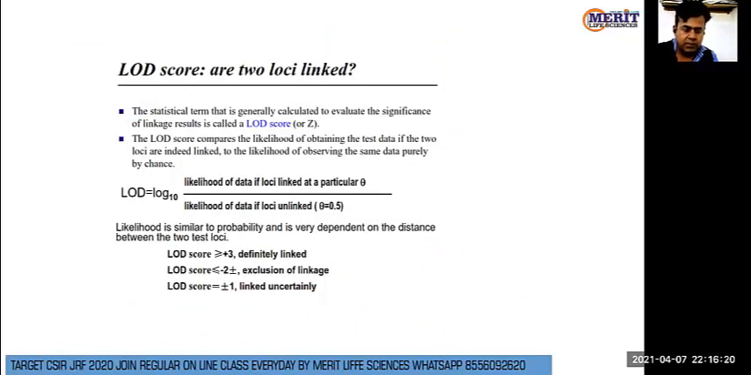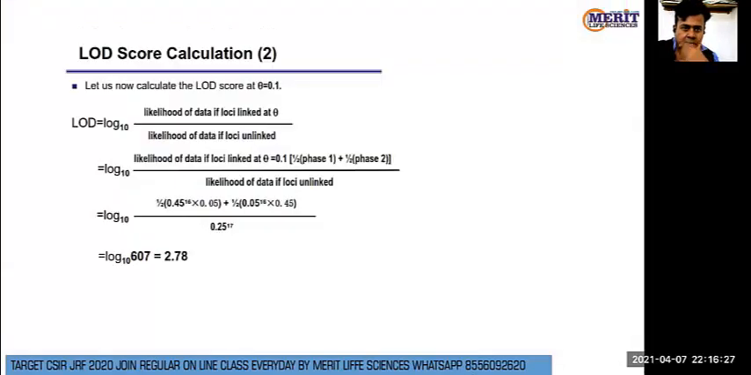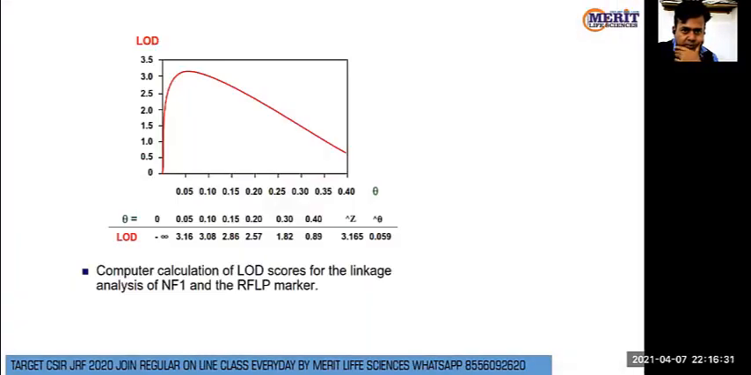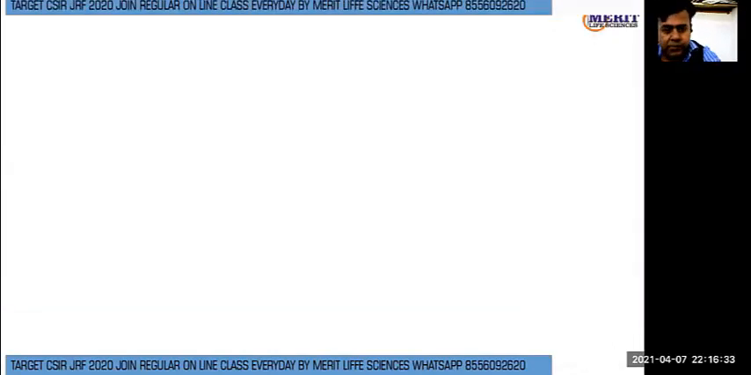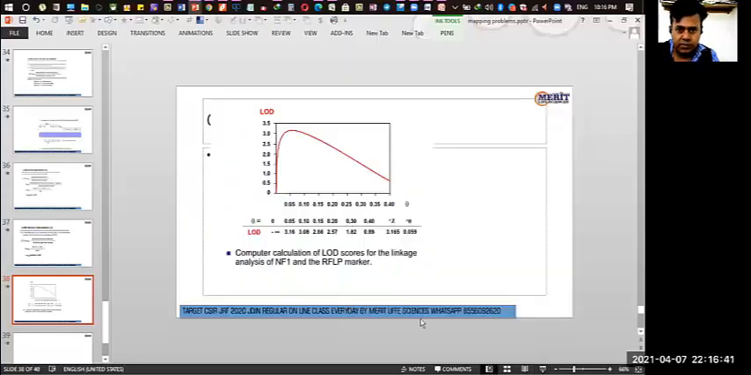Tomorrow we will discuss this. I think a lot of things I have to tell in the LOD score, then only you can understand. Okay? So this is actually related to agricultural genetics. So tomorrow we will discuss about this LOD score, another kind of mapping. Okay? Thank you.